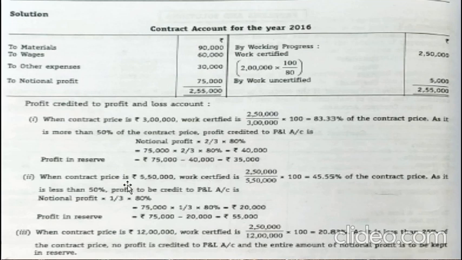So this is how the rules of the contract account, based on the percentage of work completed, decide the formula for the profit to be transferred to profit and loss account.